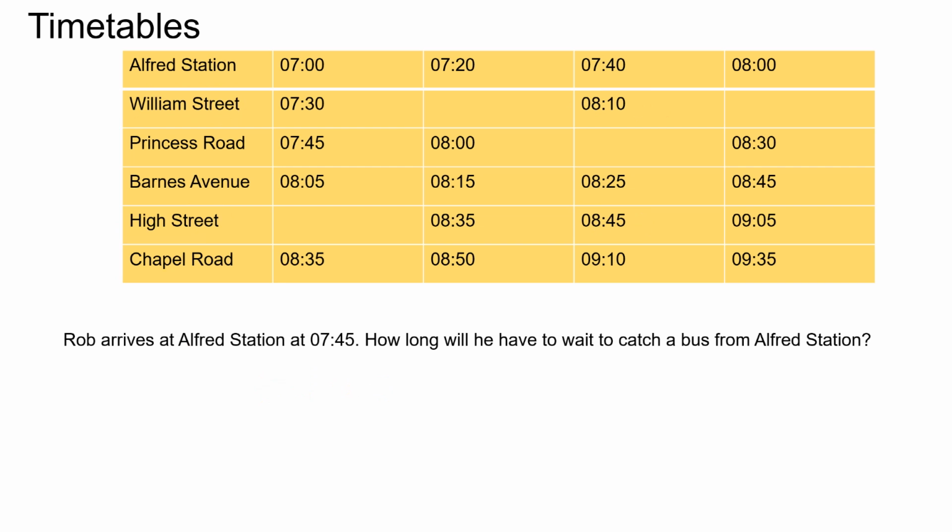For the next one, we're told that Rob arrives at Alfred Station at 7:45. We need to work out how long he will have to wait to catch a bus from Alfred Station. So he arrives there at 7:45, so he's too late to get the 7 a.m. He's too late to get the 7:20. He's even too late to get the 7:40. So that means he would need to get the 8 a.m. Now, from 7:45 to 8 a.m., there's 15 minutes, so he would need to wait 15 minutes to catch the 8 a.m.